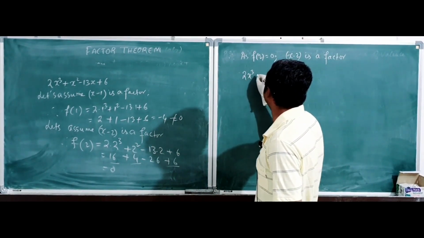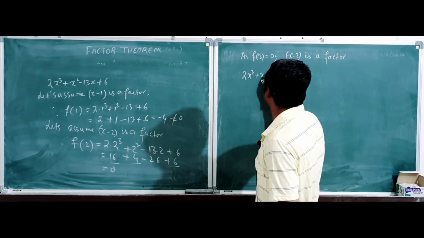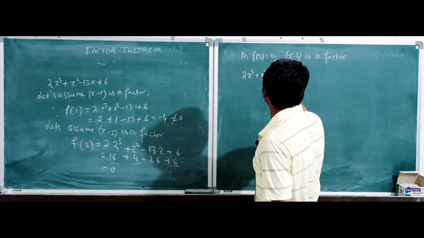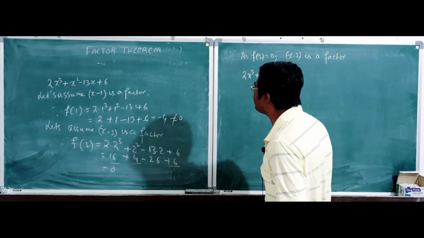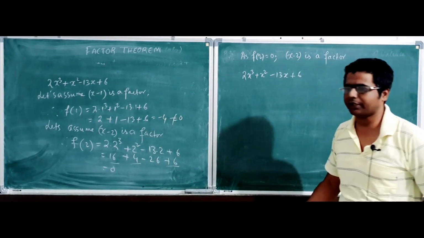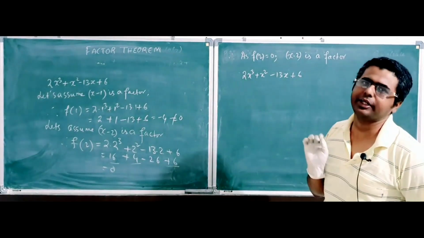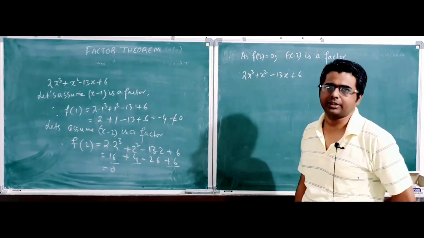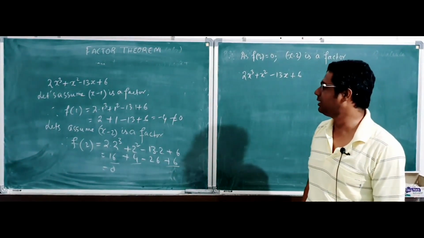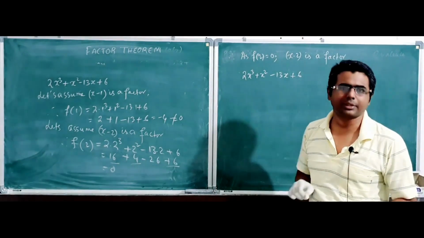2x cube plus x square minus 13x. See, for different kind of students, different things are suitable. Okay? So according to your mettle, use the method. Most of the cases, they are very comfortable with that division method that they do.